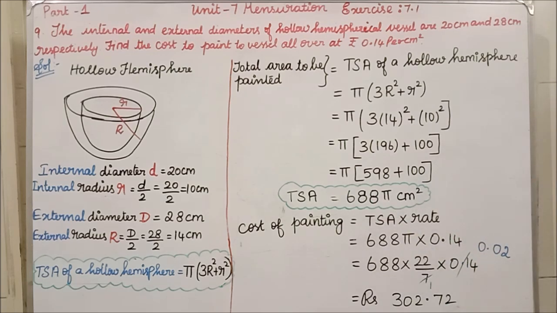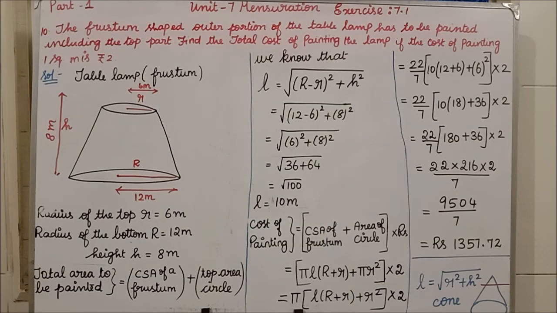So cost means you should not put centimeter or meter, you should not put. You have to put rupees. Rupees 302.72 is the answer. Clear students, all of you, this is the 9th question. Students, the last, 10th question in exercise 7.1.